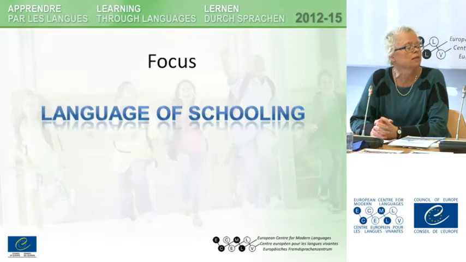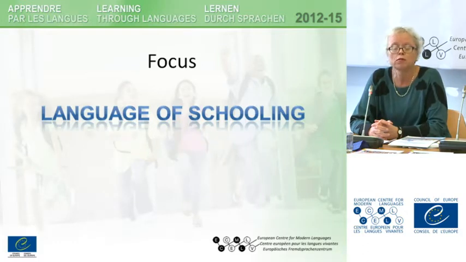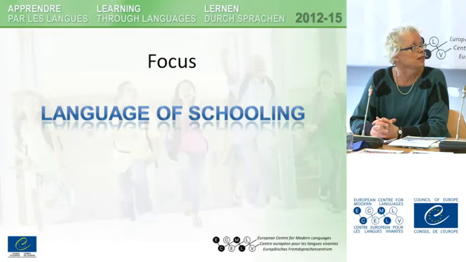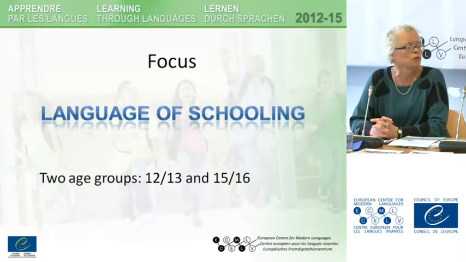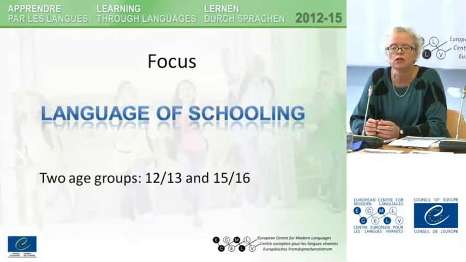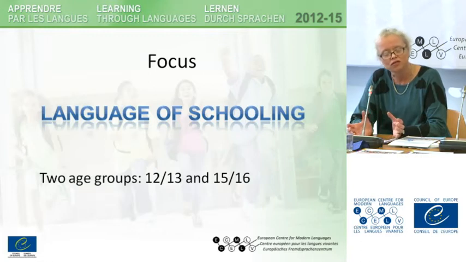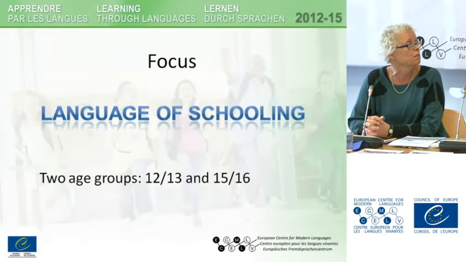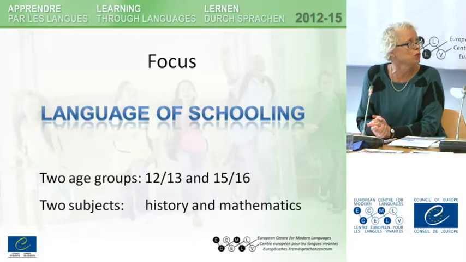So the focus of our project is the language of schooling, the language normally used for teaching in school. In Norway, that would most often be Norwegian. In Portugal, it's Portuguese, and so on. In addition, we needed to focus on specific language groups. So we decided to focus on the 12, 13-year-olds and the 15, 16-year-olds, since they represent the two transition phases from primary to lower secondary school and from lower secondary to upper secondary school in many countries. And we also wanted to focus on two different subjects, which we thought were very different. We chose mathematics and history.